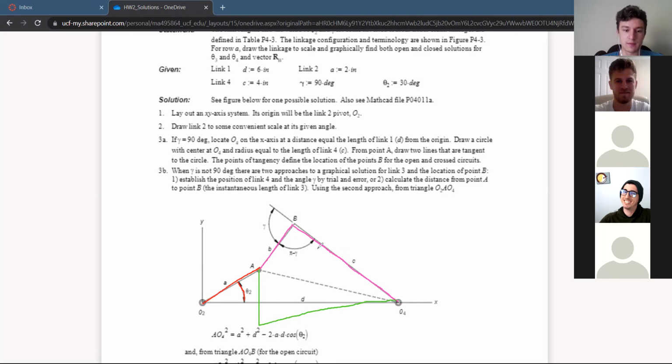So theta 2 is the same, then we just want to know our different angles. I'll do a different color. This would be our theta 3, theta 4 for the open, and then color again. Pretend that line is horizontal. That would be our theta 3 crossed, and this would be, I think that's our theta 4 open. No, I think I drew that wrong.